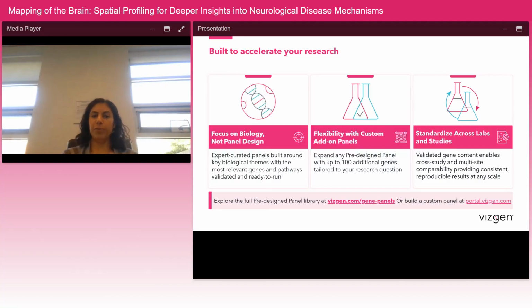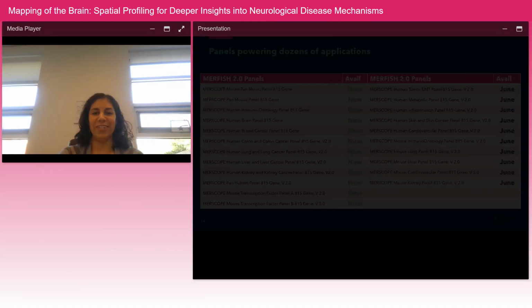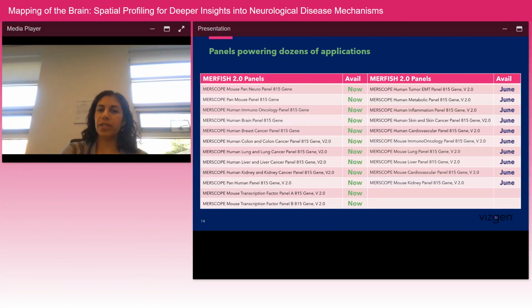We can be sure everybody's using the same gene list and the same method for a bunch of different research questions. And that enables really nice reproducibility on the type of atlasing scale experiments that are so commonly done with our technology. The full list of panels that we have is shown here.